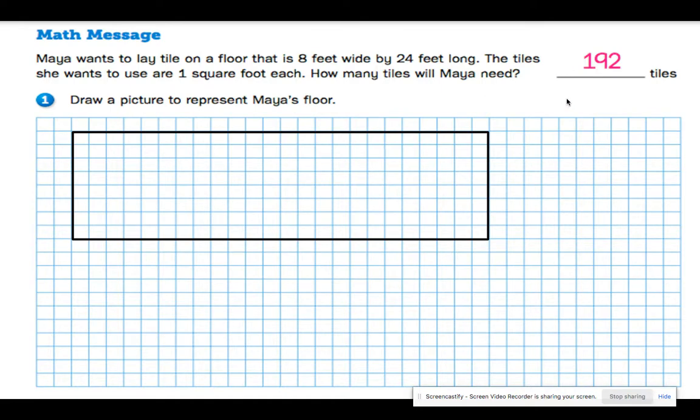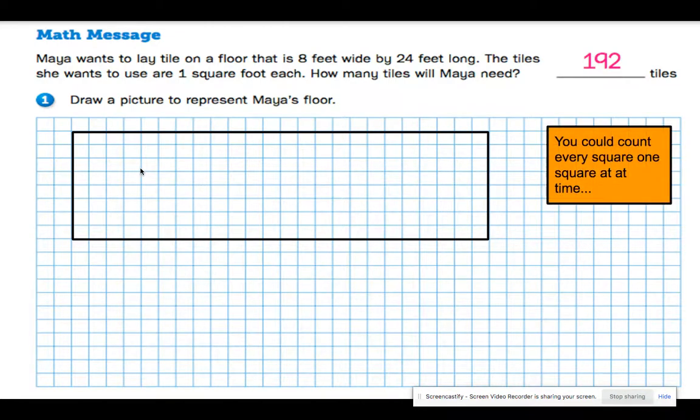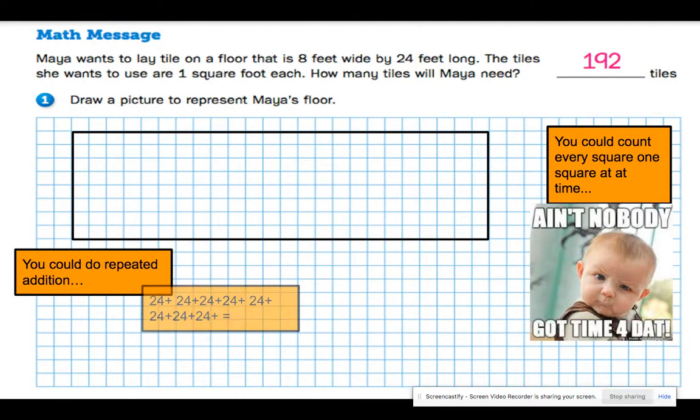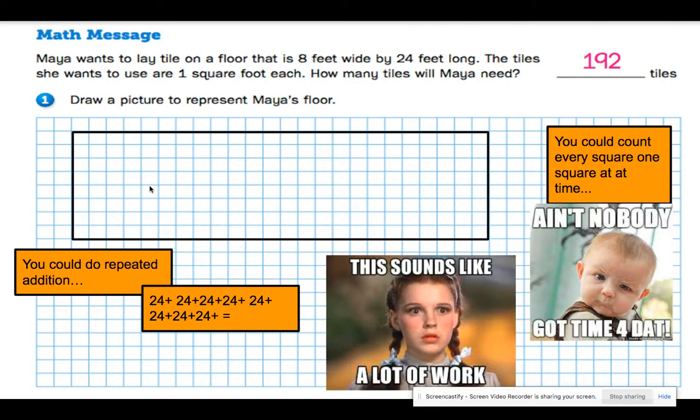So what are some ways we can solve this problem? Well, I drew here the 8 foot by 24 foot square tile floor that she wants to lay down. You could have counted every square one at a time, but nobody's got time for that. Or you could have done repeated addition, counting every row, so 24 plus 24 plus 24 plus 24, 8 times. Well, that also sounds like a lot of work.